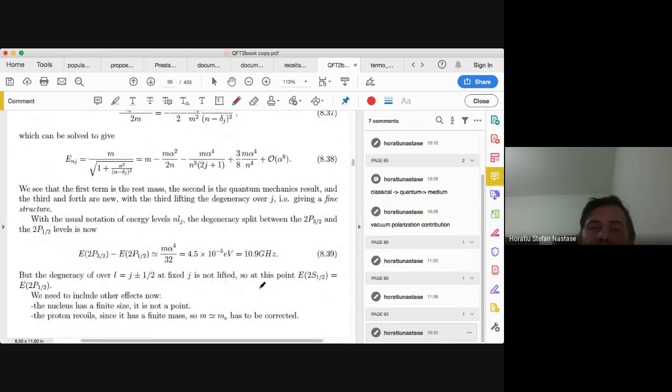All right. Now, this term, as you see, lifts the degeneracy over j. So the hydrogen atom normally had the degeneracy over all the quantum numbers except n, right? So it has the degeneracy over j, over L, and over m, right? So this lifting of the degeneracy over j is called the fine structure. So this term is a fine structure term.